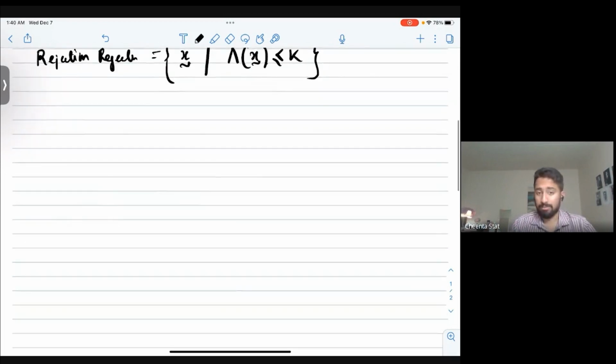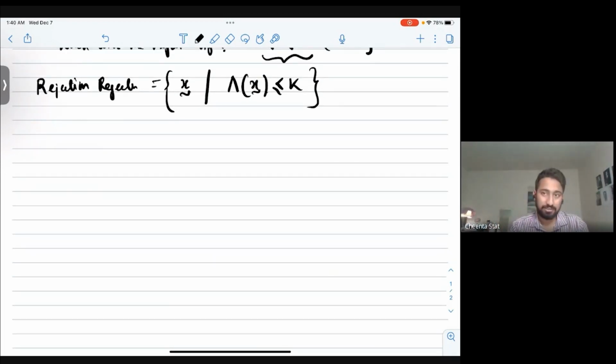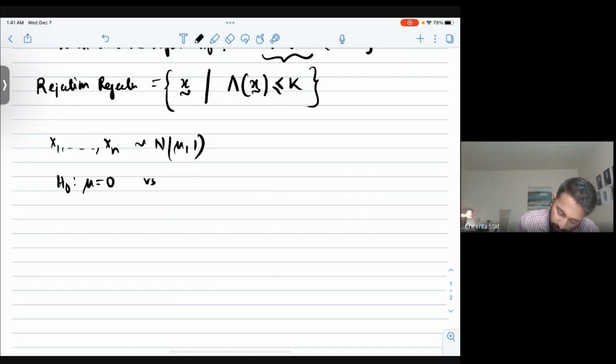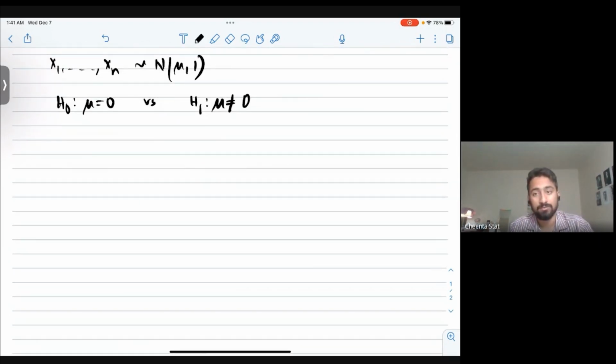So let's try to apply this. We cannot find the UMP test for this scenario. I give an example: X1, X2, ..., Xn follows Normal(mu, 1). You want to test H0: mu equal to 0 versus H1: mu not equal to 0. How do we test this? Simple. Use this thing. So check that.